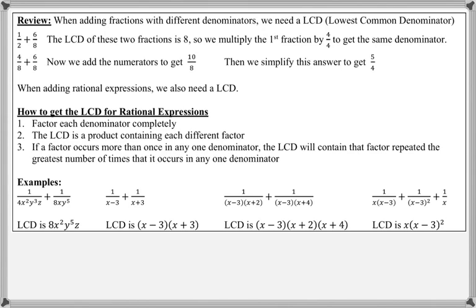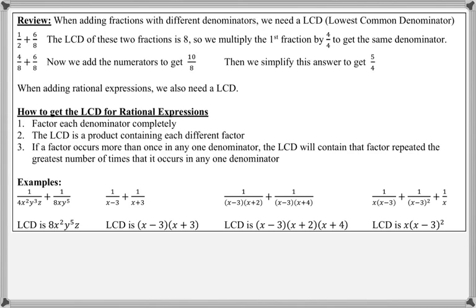So if you had 1 over 2 plus 6 over 8, the LCD of these two fractions is 8. So we would need to multiply the first fraction by 4 over 4 to get the same denominator. You wouldn't multiply the second fraction by anything because it already has the LCD. So that would change the 1/2 into 4 over 8. And then now that they have the same denominator, you would just add them to get 10 over 8. And then you would want to simplify this to get 5 over 4.